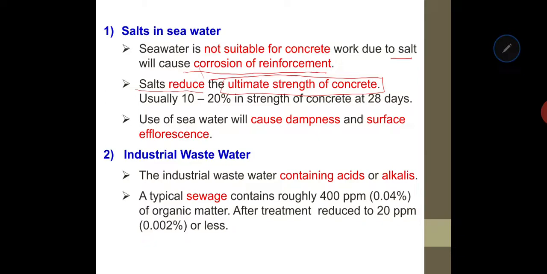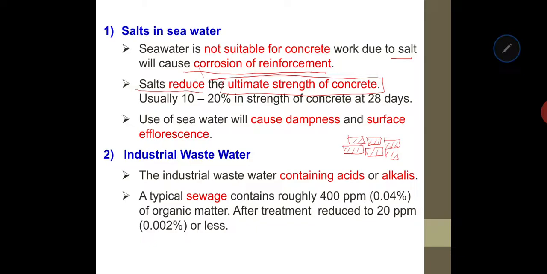And then of course seawater will cause dampness and surface efflorescence. Okay, what is surface efflorescence? It means the migration of salt to the surface of a porous material where it forms a coating. So let's say this is your brick here, and due to efflorescence the salt will migrate to the surface. So you will see a white powder on the surface here. That is the cause of efflorescence.